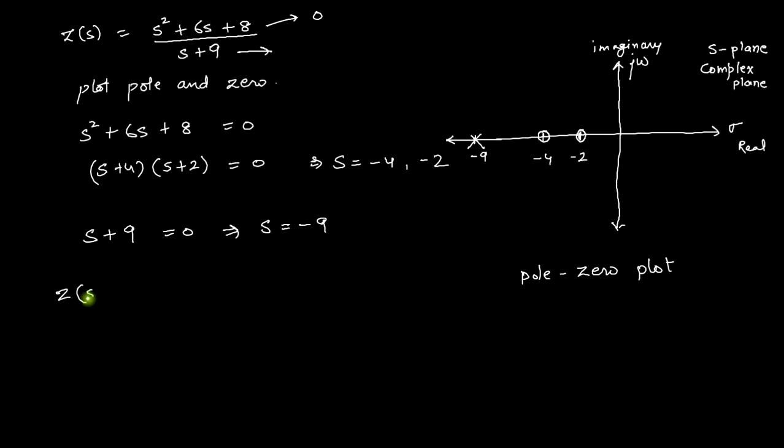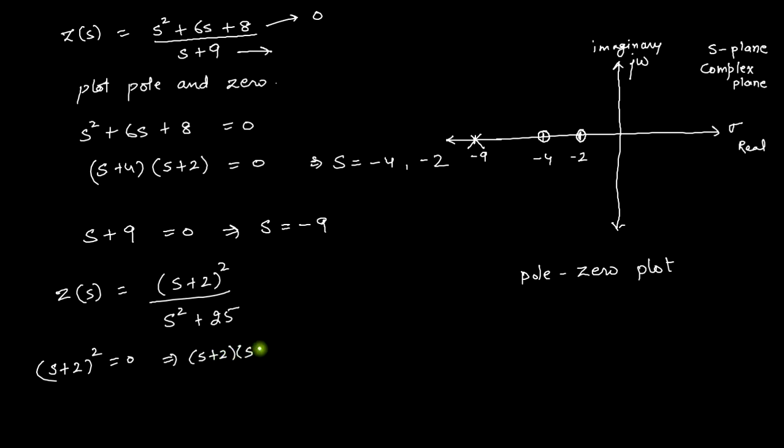Suppose we have a network function Z(s) equal to (s plus 2) square divided by s square plus 25. Here we again need to plot the poles and zeros of the network function. Again, the zeros can be calculated by substituting (s plus 2) square equal to 0. This gives (s plus 2) times (s plus 2) equal to 0, that is s equal to minus 2 and minus 2. This means that at s equal to minus 2 we have two zeros.